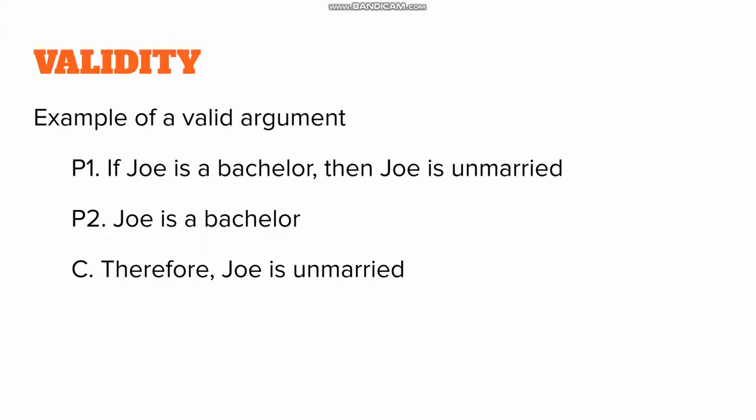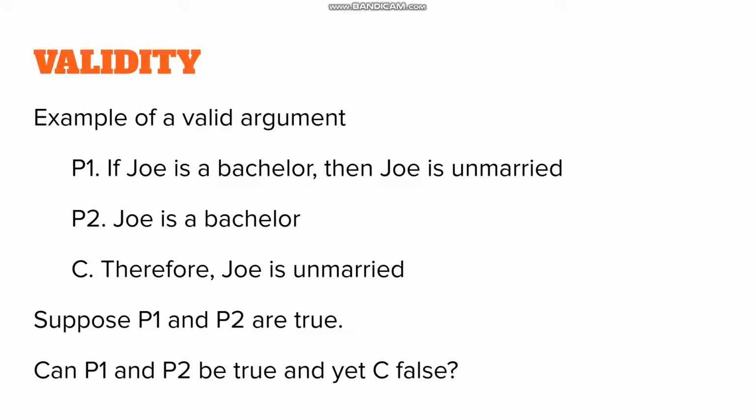Premise 1. If Joe is a bachelor, then Joe is unmarried. Premise 2. Joe is a bachelor. Conclusion, therefore, Joe is unmarried. Now ask yourself, can there be a situation where the premises are true and yet the conclusion false? Suppose that premise 1 and 2 are both true. Is it possible for the conclusion to be false?